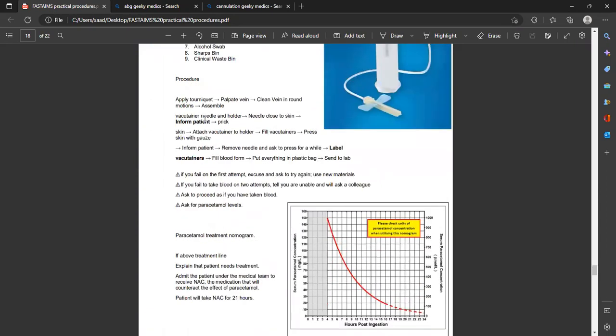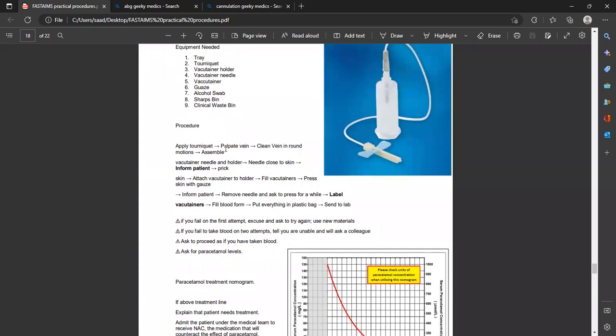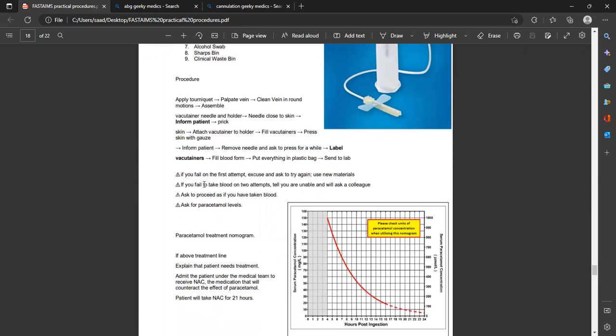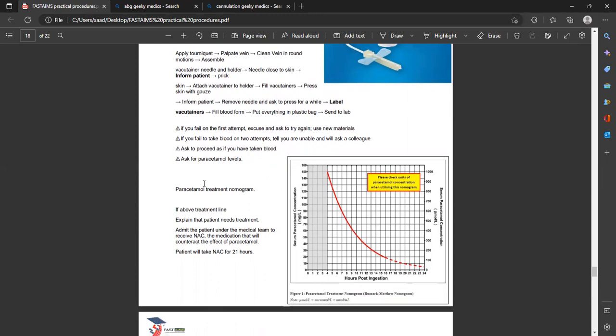Now, start the procedure. Apply tourniquet. Palpate the vein, clean the vein in round motions. You just watch the video, and you will have an idea of how to do this procedure. Important things, we will skip to the important part. The important things in this procedure are: inform the patient, warn the patient a sharp scratch is coming, and then label the vacutainers with what's inside.